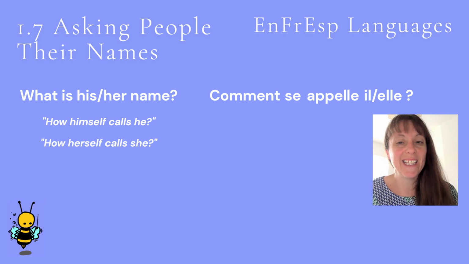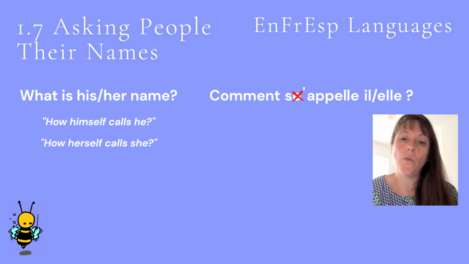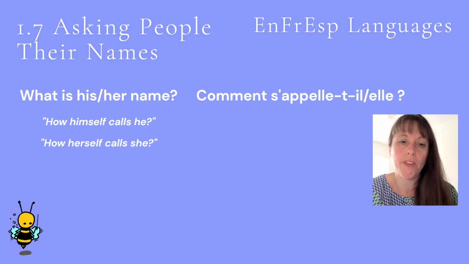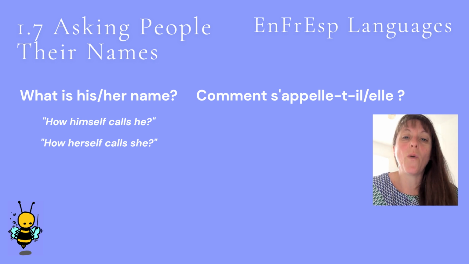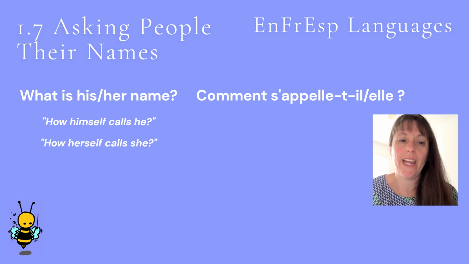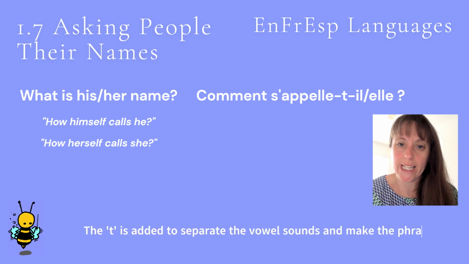The word se ends in a vowel and appel begins with a vowel, so these two words are joined with an apostrophe. You will also notice that appel ends in a vowel and both il and elle begin with vowels. These words can't be joined easily, so a T is placed between them. And because the subject is after the verb, they're hyphenated. So the questions, "what is he called?" and "what is she called?" sound like this. Comment s'appelle-t-il? Comment s'appelle-t-elle? Note that the T does not have a particular meaning. It's to separate the two vowels and make the phrase sound better.